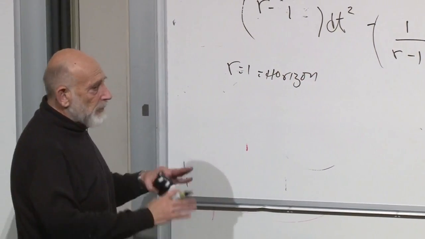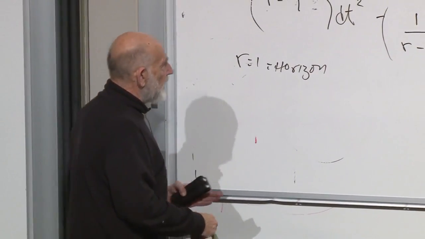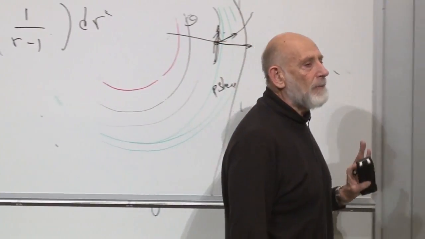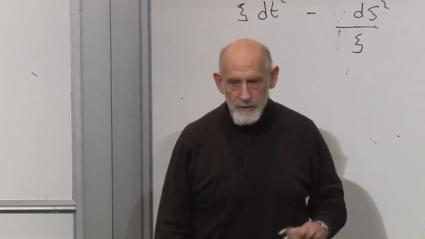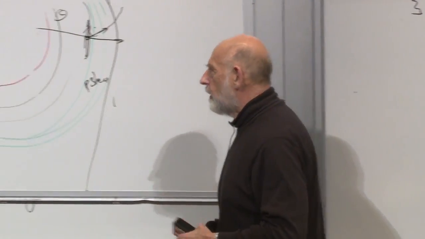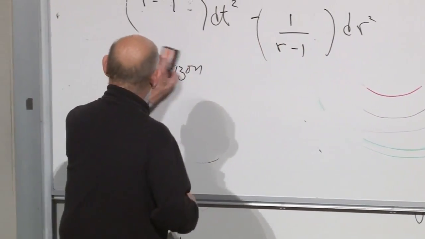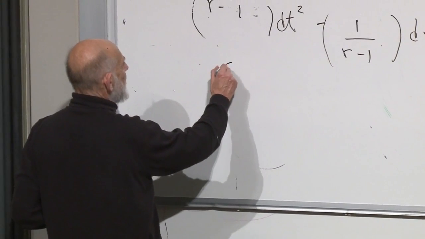So what we're going to do is change coordinates again so that our new coordinate is just measuring distance from the horizon. It's just measuring the deviation of r from its horizon value. Let's call r minus 1 xi.